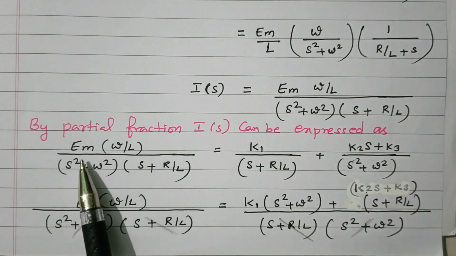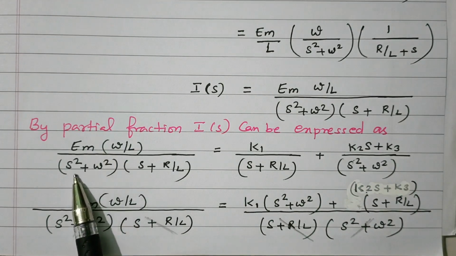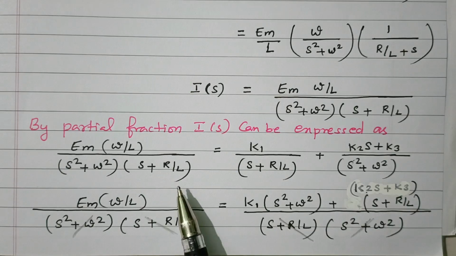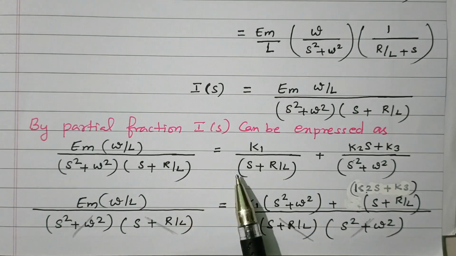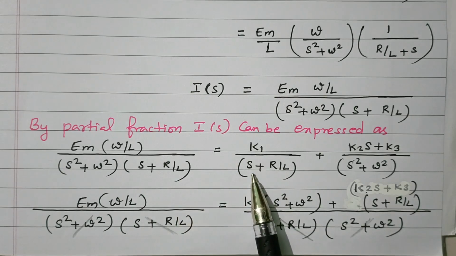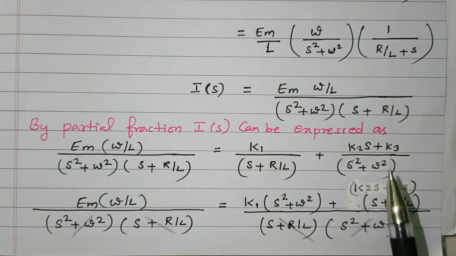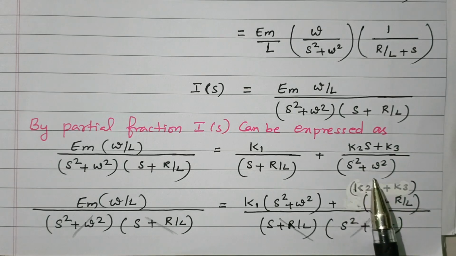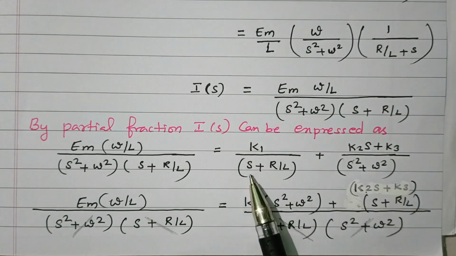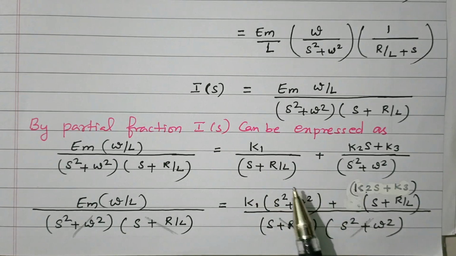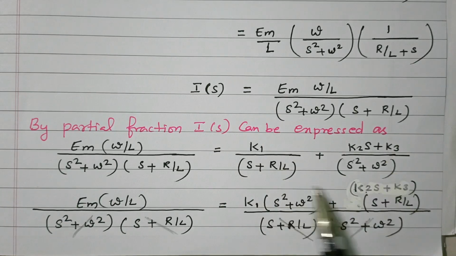So this is the term available: Em omega by L, divided by (S square plus omega square) into (S plus R by L). There is a standard procedure available. Accordingly it is split as K1 divided by S plus R by L, plus (K2 S plus K3) divided by S square plus omega square. Here, since S square is there, two terms will be there: K2 S plus K3. Only S means only one term. There are 3 or 4 types available. This is coming under the third type, having S square. Now see this, it is split into two terms.